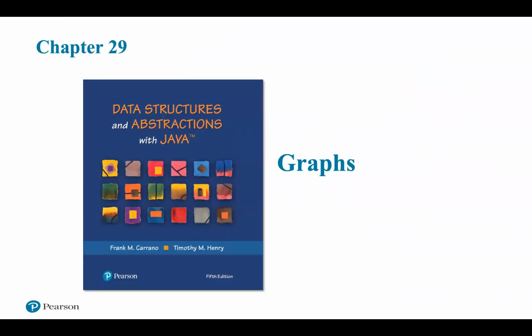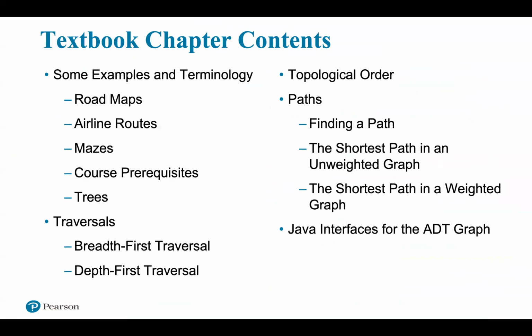So here is the textbook chapter contents that we'll be talking about. And so we'll be giving some examples and terminology to help give us some orientation. We'll talk about traversals. We'll talk about topological order, paths, and then talk about the Java interfaces that we use in the ADT graph. So here's just maybe some orientation for you guys to be thinking about.